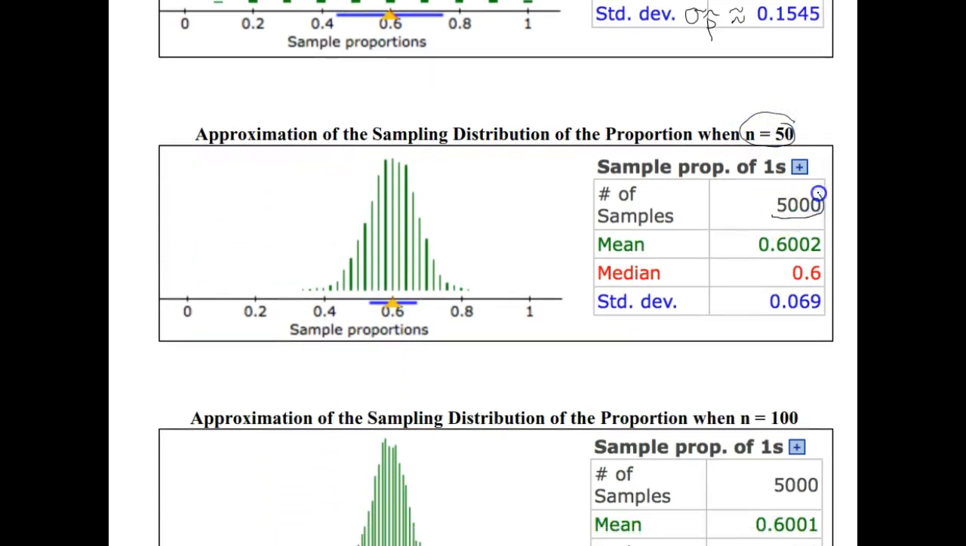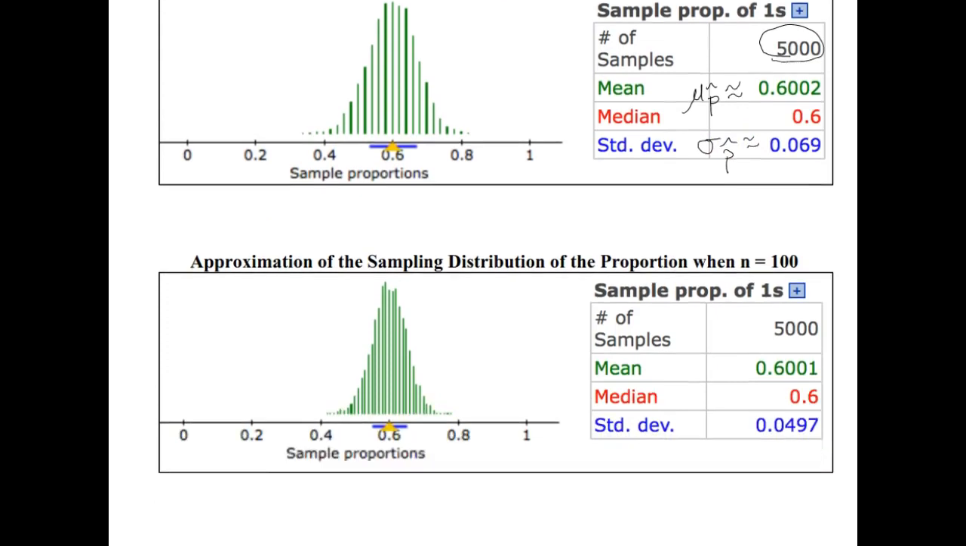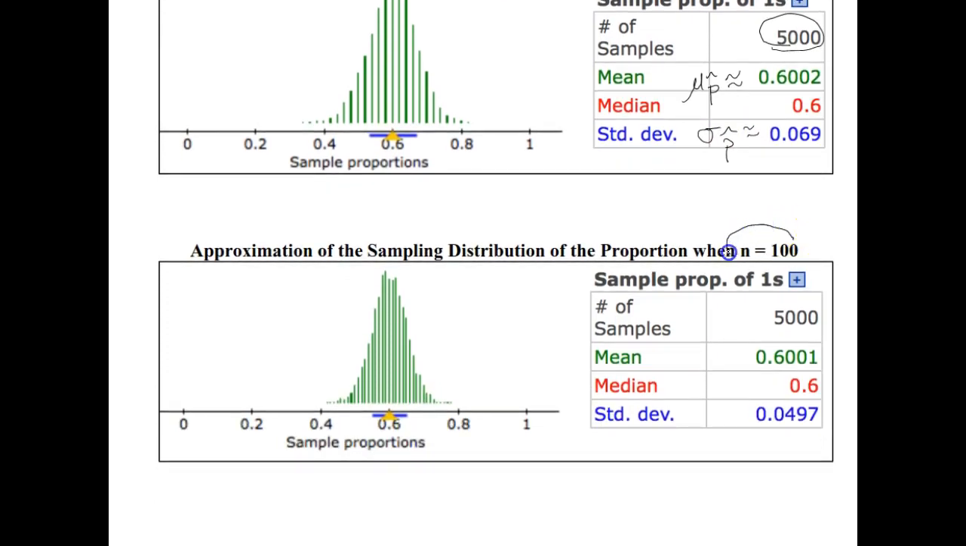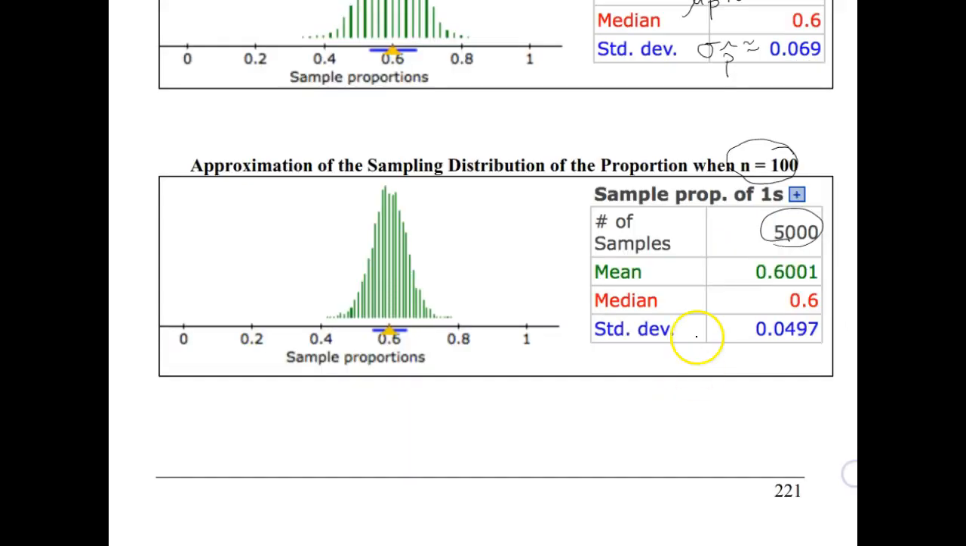Then we're going to run through that simulation again, and we're going to change n to 50. We're going to compute 5,000 samples, and again, these are going to give us approximations for mu sub p hat and sigma sub p hat. And then finally, we're going to run through that simulation one last time with a sample size of 100. Again, we're going to generate 5,000 samples. And again, we're going to get yet a different approximation for mu sub p hat and sigma sub p hat.